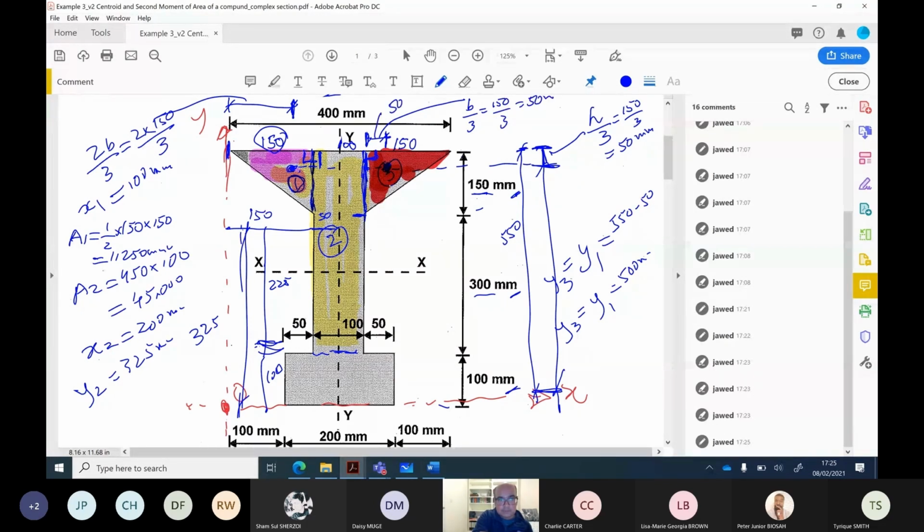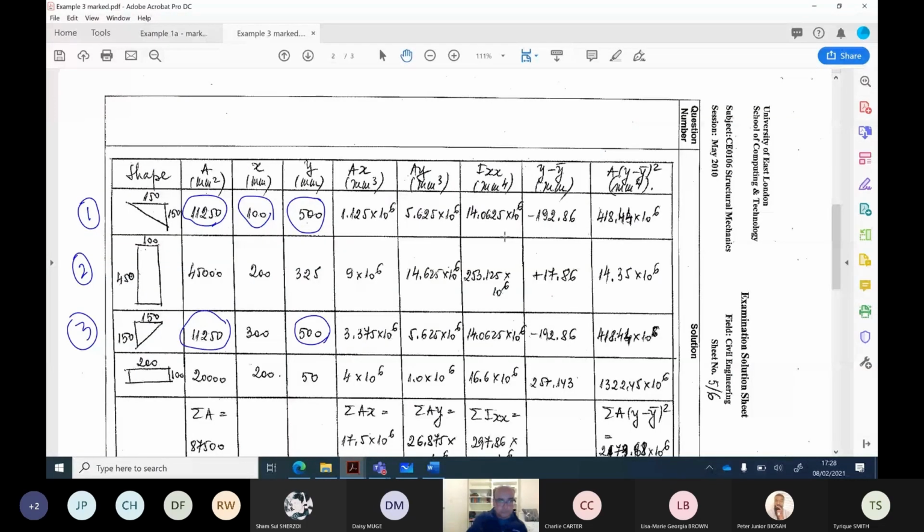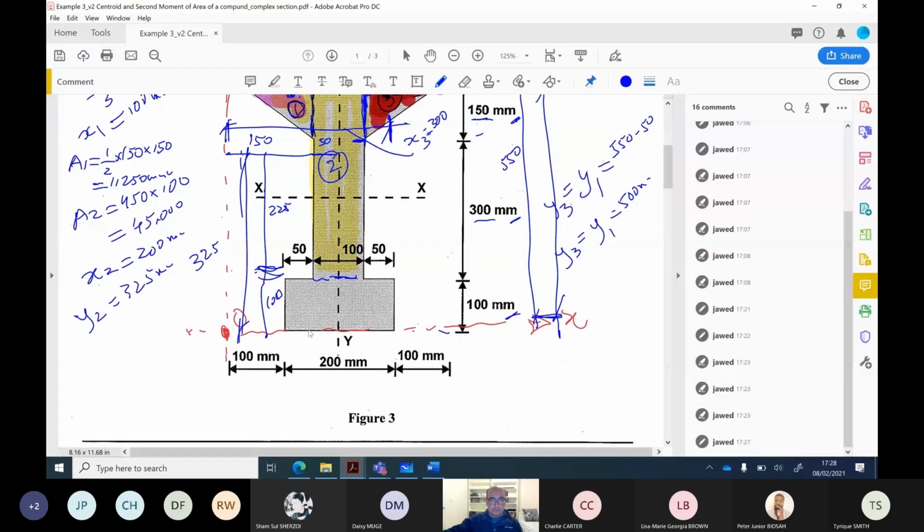X3 will be distance from this point to the end point. That is 100 plus 150. Plus 50 will give me X3. The summation of 150, this dimension, plus this dimension, plus this dimension will give me this X3. This will be 300. Now we have these dimensions. We know how we worked them out. Now the final one is 200 by 100, which is the bottom part. It's 200 wide and 100 millimeter. This is area 4.